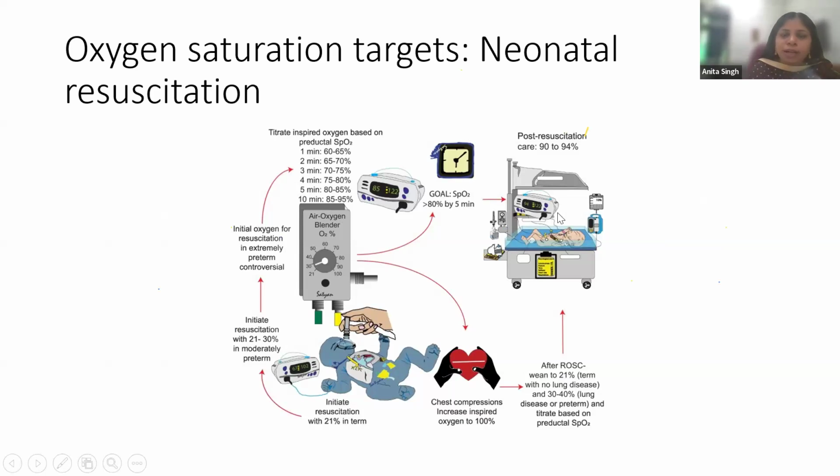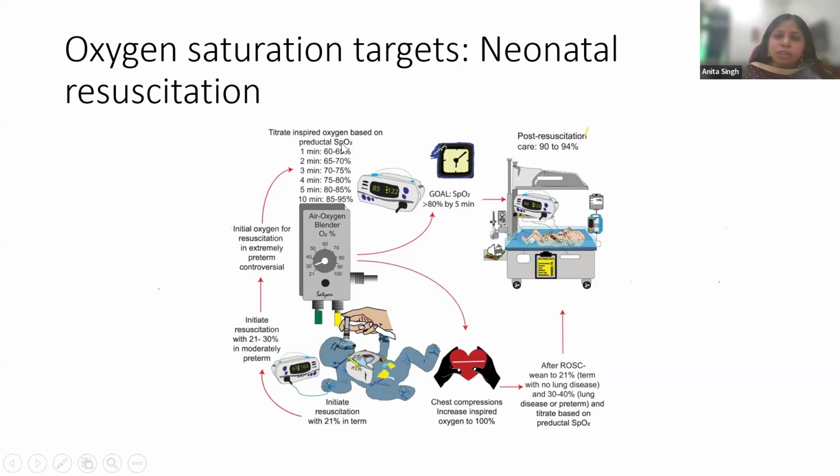So just to understand what should be the oxygen targets during neonatal resuscitation. This is the blender which we just discussed. In all the delivery rooms you should have a blender, because if you have to have a precise FiO2 delivery in case it is required, you should give it through the blender.